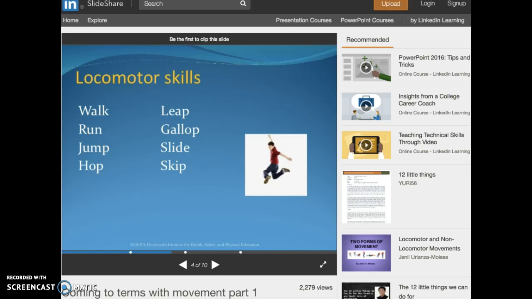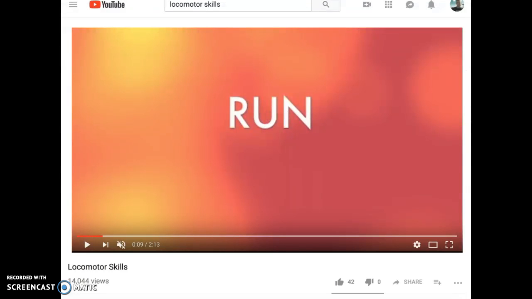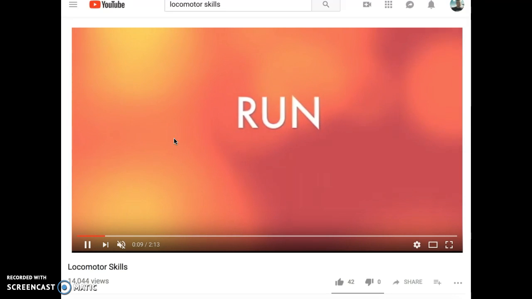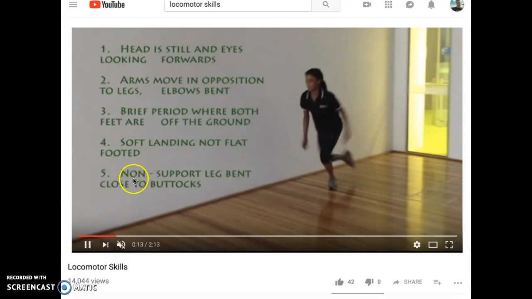The overall unit objective is for the students to learn the different locomotor skills and to be able to execute them properly. I will do this through the Flipgrid, where I'll upload instructional videos of the different locomotor skills. The students will be required to review videos and can ask questions on the discussion board before class. This way, they will learn how to properly perform the different locomotive movements with the correct technique.